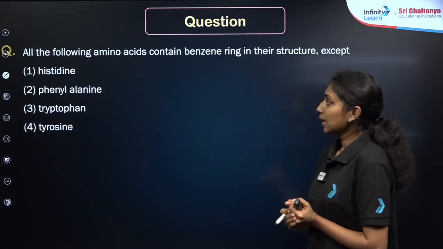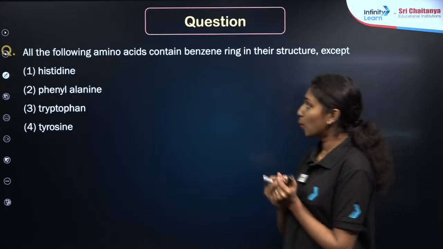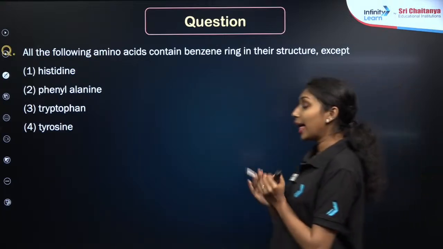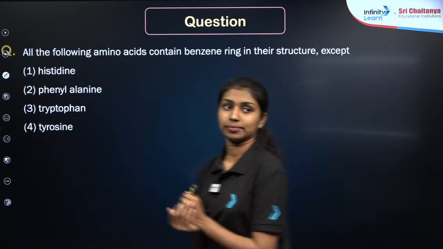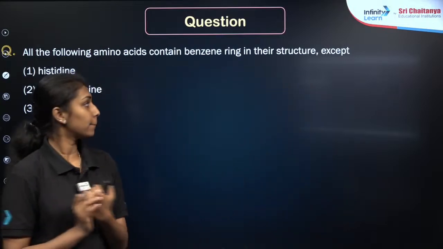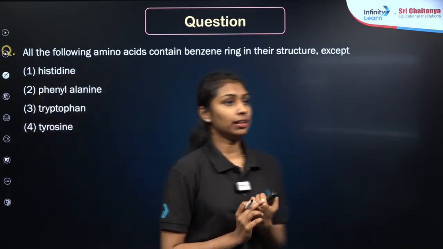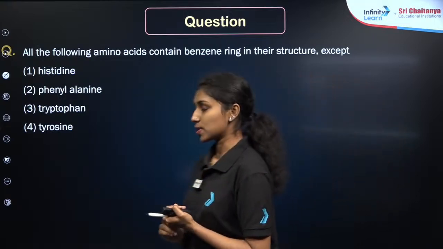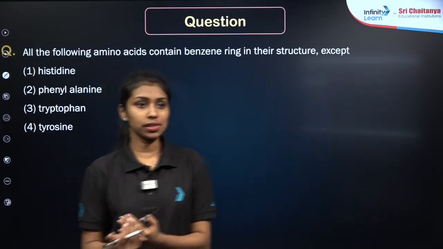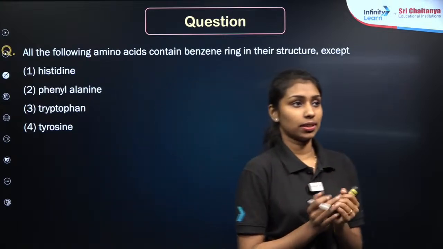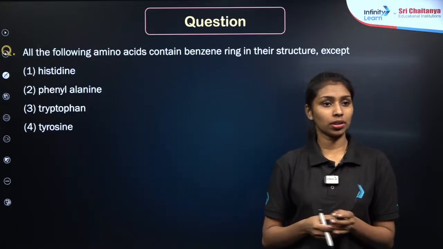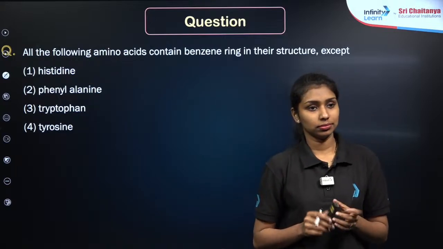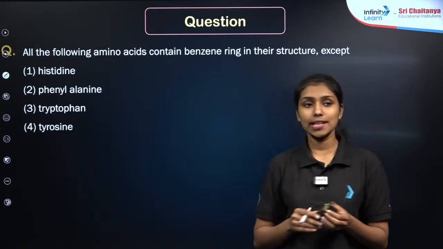Here is the next question. All the following amino acids contain a benzene ring in their structure except. Options given here: histidine, phenylalanine, tryptophan and tyrosine. So in order to solve this question, you must have an idea about the structures, right? Okay, what will be the answer?